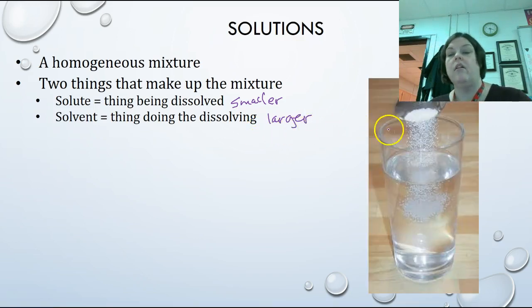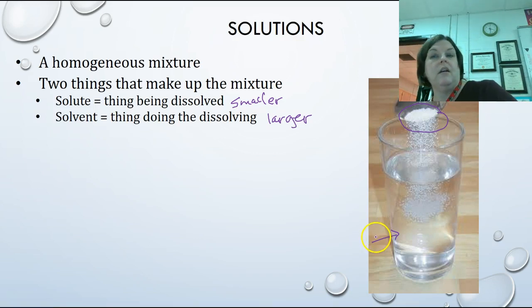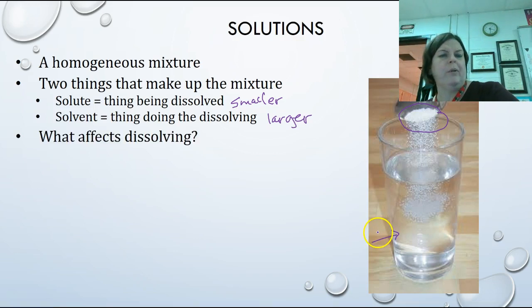So when we look over here, what we see is this crystal. We don't know if it's sugar or if it's salt, but that is the solute. And the water, the liquid, is the solvent. And typically that's what we see in our class, and that's what we do. So let's learn a little more vocabulary about this.